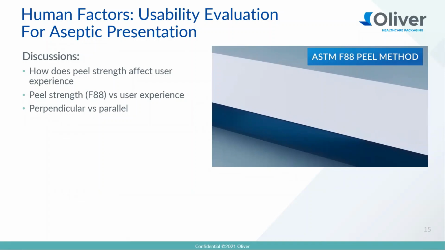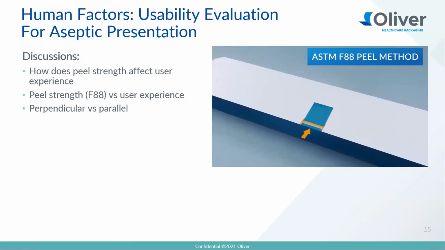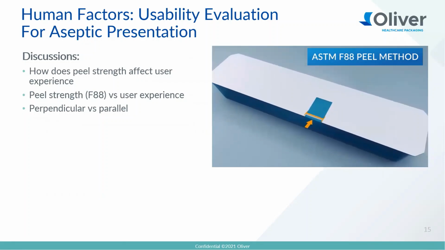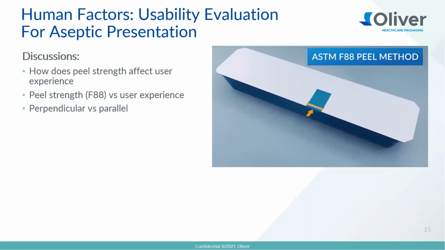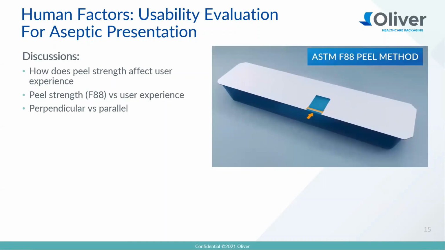And one common mistake that people make is they take a common test method like ASTM F88 and then apply the peel strength forces of ASTM F88 to the user experience. And that's not true. And that's partly because of the fact that F88 takes peel strength values perpendicular to the seal versus a user experience is parallel to the seal. And here's a video to demonstrate what we're talking about.